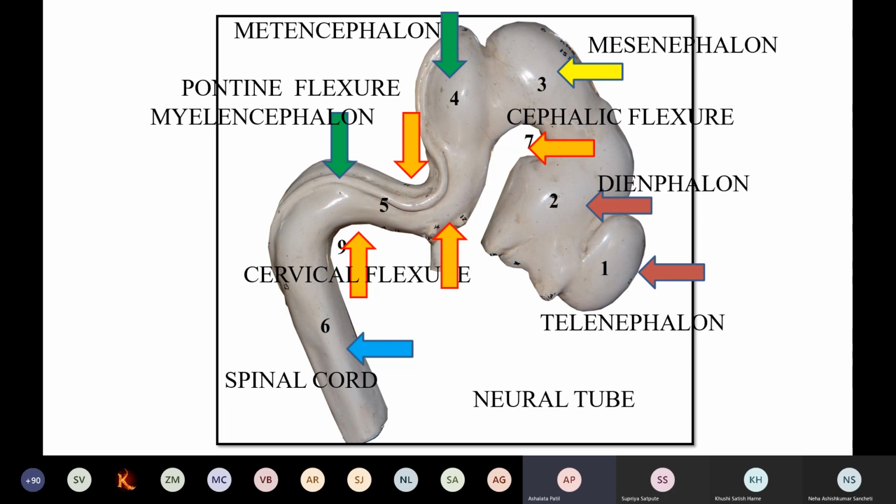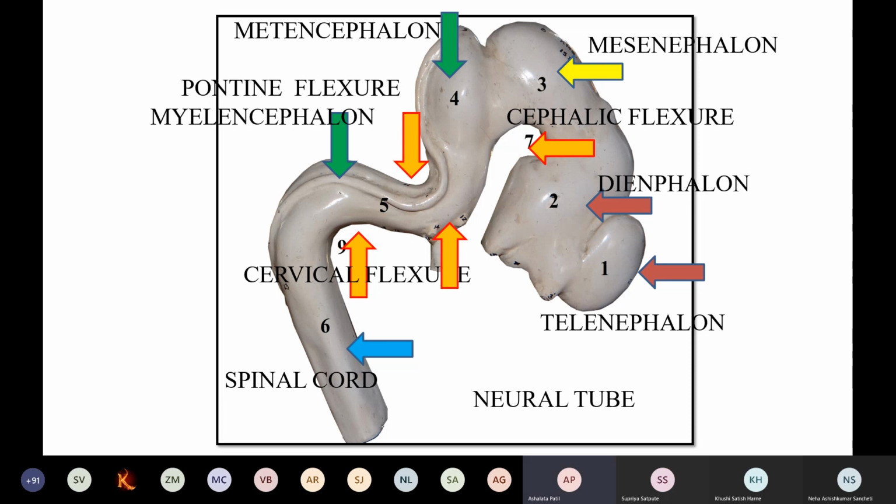One more model, this we keep for the viva. This is the model again of the developing neural tube, showing the flexures or bends of this neural tube. Identify the vesicles. This is the telencephalon. Then the diencephalon. Together this is actually the prosencephalon, consisting of the telencephalon and diencephalon. Next is the mesencephalon or midbrain vesicle. Next to that is the hindbrain vesicle, divided into the metencephalon and the myelencephalon, and it is continuous lower downwards with the spinal cord. This is the spinal cord.